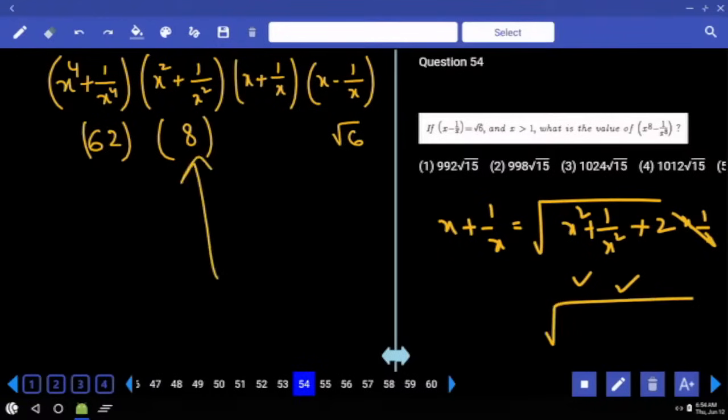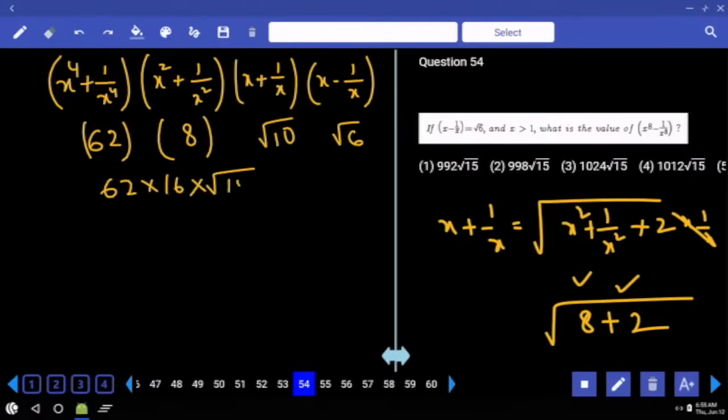That is 8 plus 2, root 10. What is this value? Root 60. Root 60 can be written as 4 into 15. Root 4 comes out, it becomes 2 into root 15, so 16 into root 15.